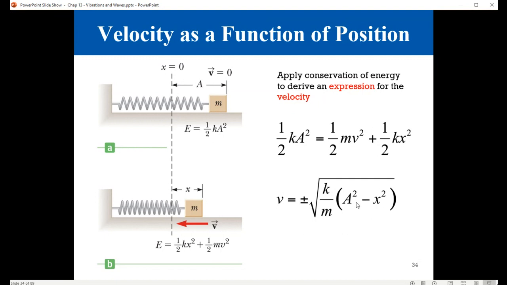From this equation, we can predict the behavior of v. When x is equal to A, A squared minus A squared is 0, so the velocity is 0. We're talking about this end or the other end here. On the other hand, when x is 0, then the square root of A squared is A, and we have the maximum value for the velocity here. It will be the square root of k over m multiplied by A at this point.